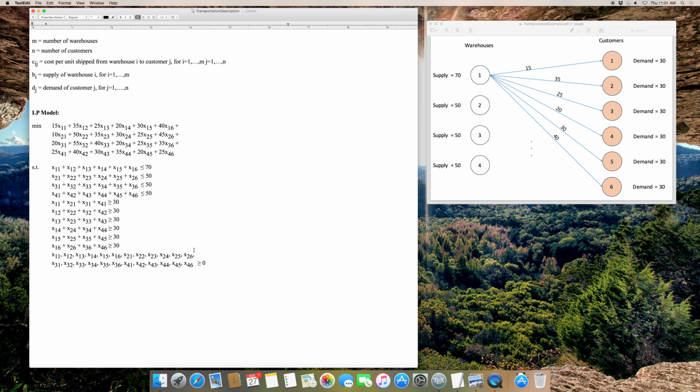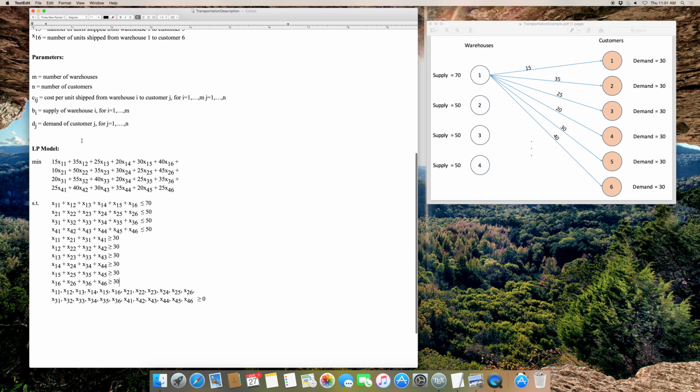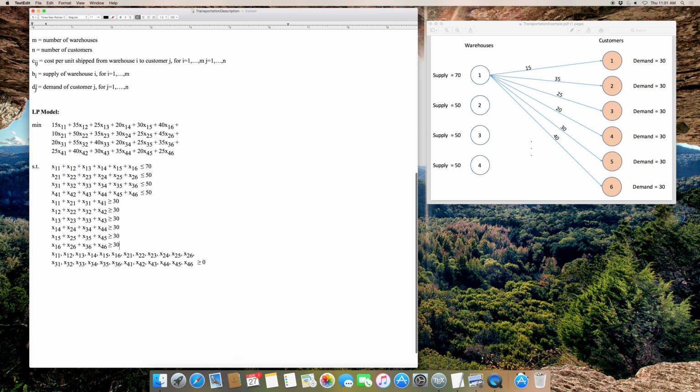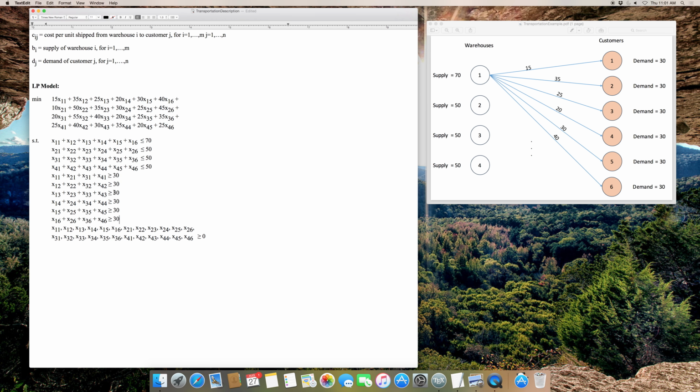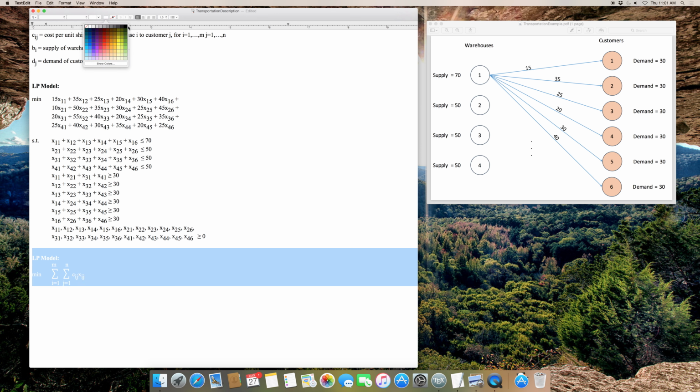So as I mentioned before, and as you see now with our full LP model, this would become very tedious and not fun to write out as you increase the number of warehouses and the number of customers. And so what we do is we've defined some notation or parameters up here, both our decision variables and our constants. And so what we're going to do is we're going to use that to condense this LP model and use summation notation. And so that's what we're doing for the second part here.